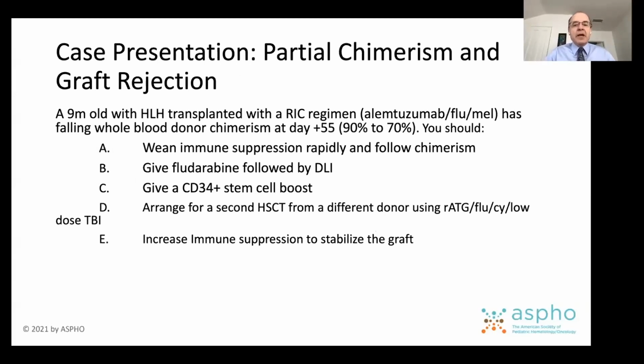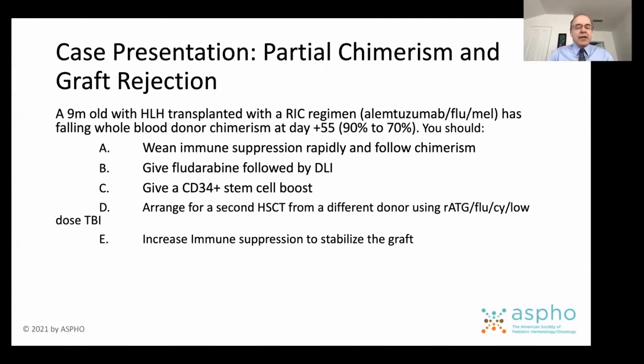Now, let's talk a little bit about partial chimerism, a super important thing. Chimerism, as you know, is a measure of how much of a recipient's blood is from a donor and how much is from them. We now follow chimerism very closely because it matters.